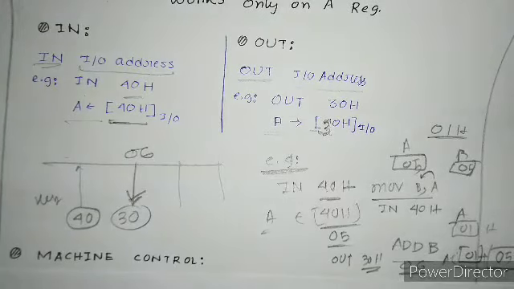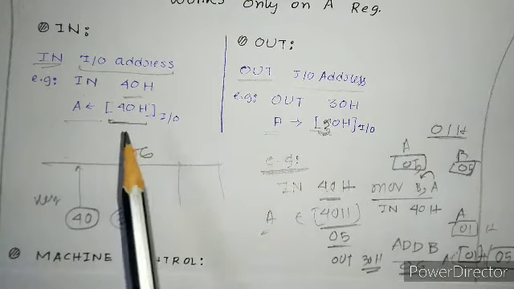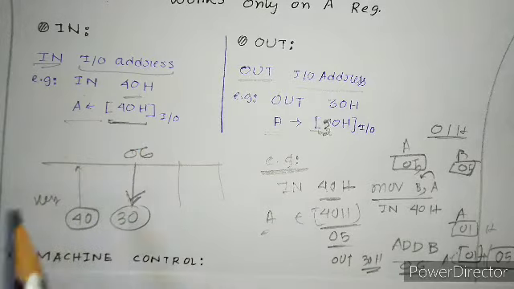Okay, so let's have a quick summary. There are two instructions, IN and OUT. Using the IN instruction, we can insert some data through the port of this address, and using OUT we can get that data out through this port. This is how IO instructions work.